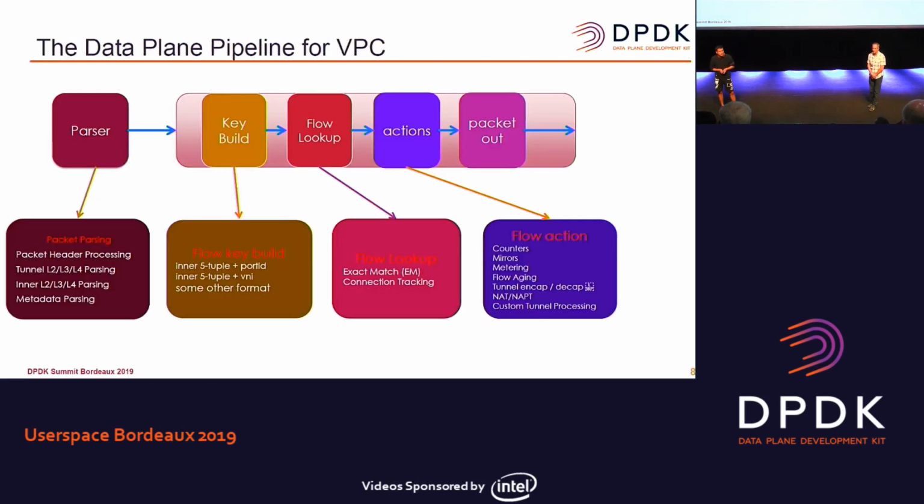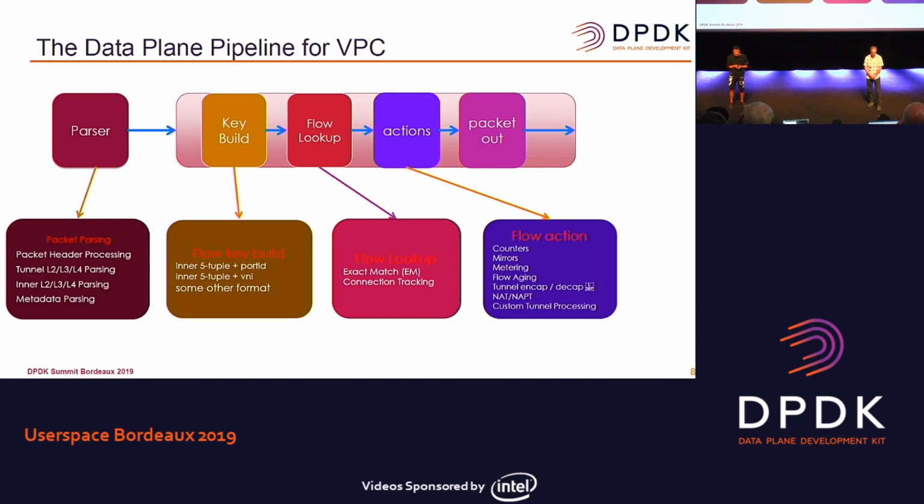Before we start the integration work with RTE flow, let me introduce some basic concepts for the VPC network. As the figure shows, the first thing when a packet is input into the VPC network is to do the parsing. We can get some basic information like the five-tuple, and some user-defined metadata from the packet header. Using this necessary information, we can build a unique key for every packet. And then using this key, we can do a flow lookup.